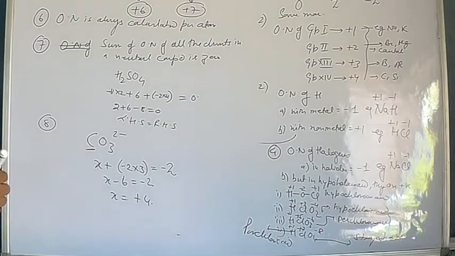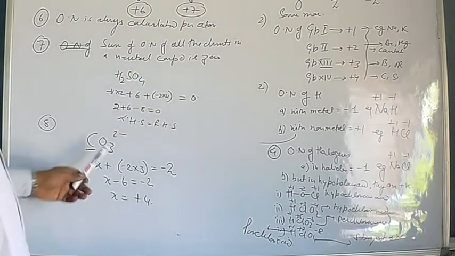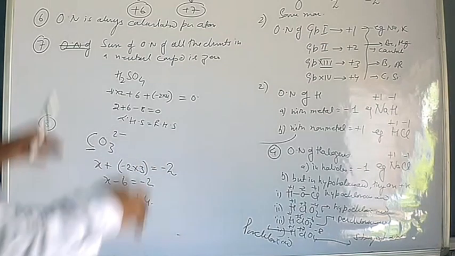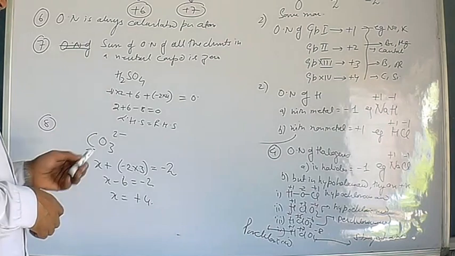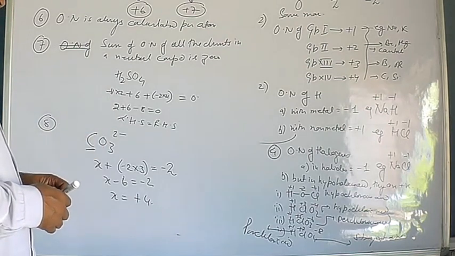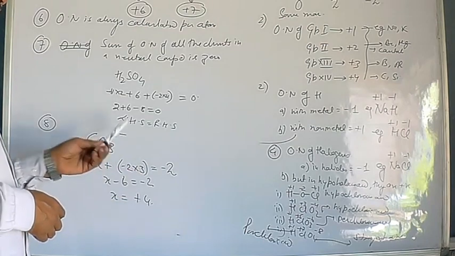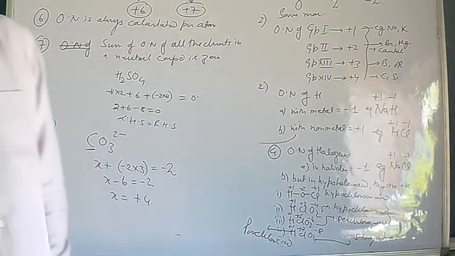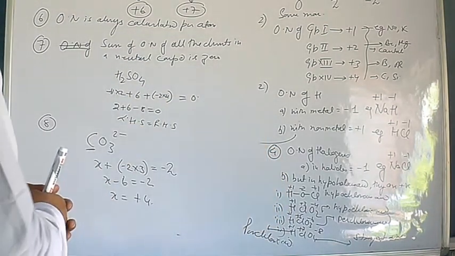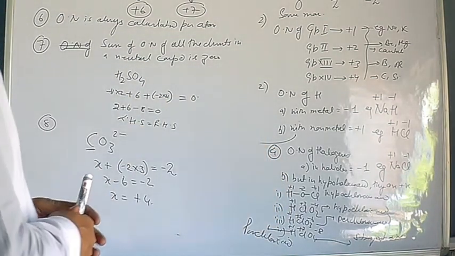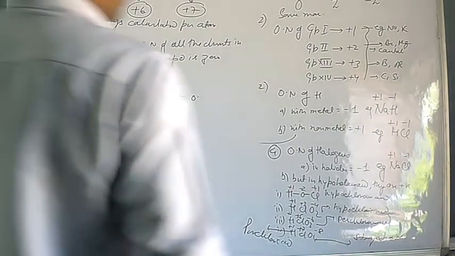So if the compound is neutral, the sum of oxidation numbers will be 0. And if the compound has any charge on it, then the entire sum of oxidation numbers should come to that charge. In the case of carbonate, which you have seen here, the sum of oxidation numbers is always minus 2 because carbonate has a minus 2 charge. So these are some important topics on oxidation number. Now class, we are going to take some examples to find out the oxidation numbers.